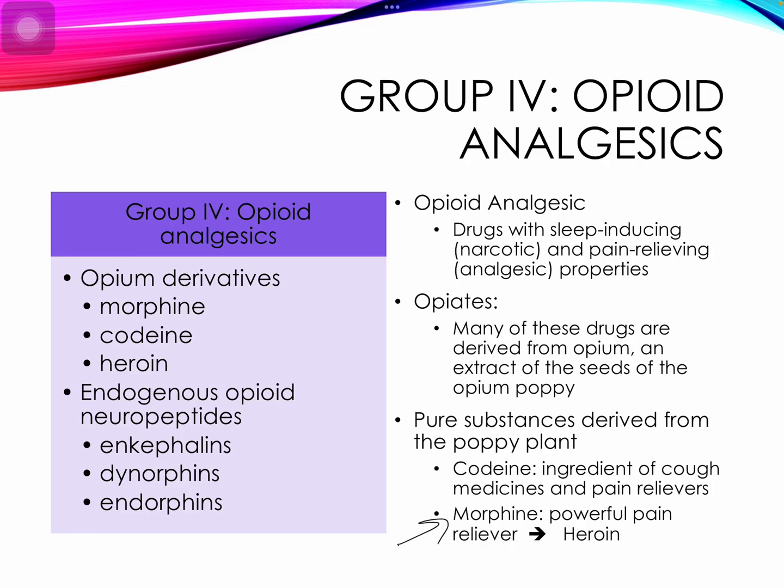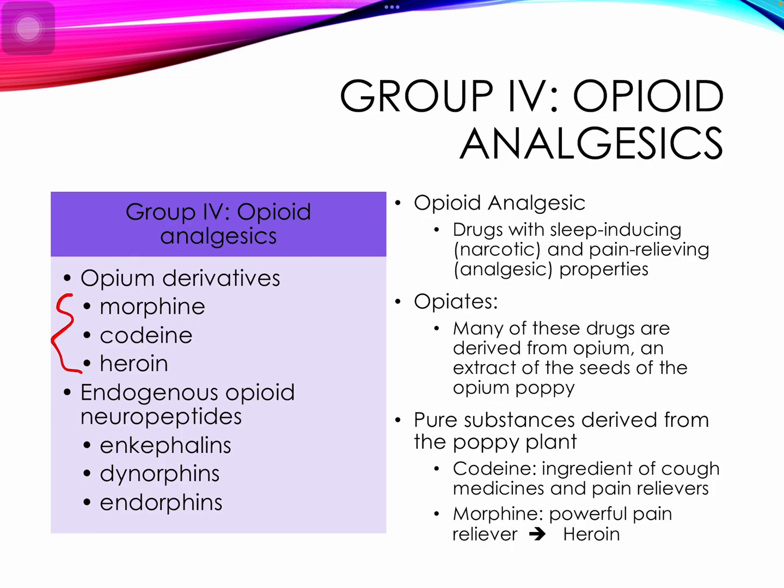And then, of course, morphine is an example. It's a good pain reliever. It's a powerful pain reliever. And, of course, we have heroin derived from that. Heroin is a faster acting version of morphine, which is why it has more addiction potential.